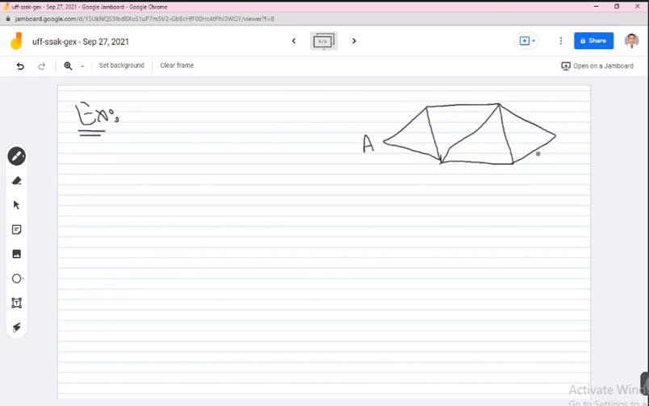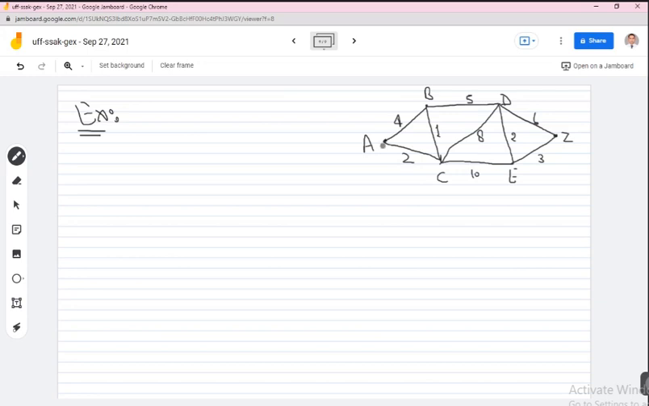This is vertex A. Suppose this is Z. This is B. This is C. This is D. And this is E. And the weights of the edges are 4, 2, 1, 5, 8, 10, 2, 6, 3.